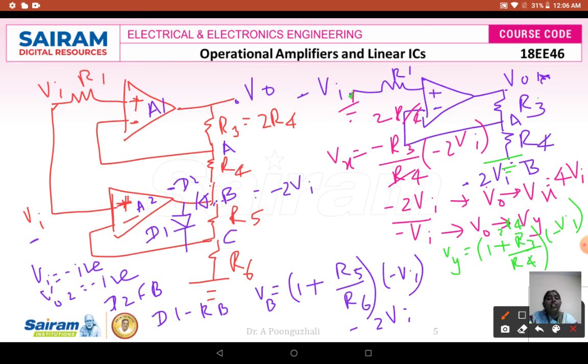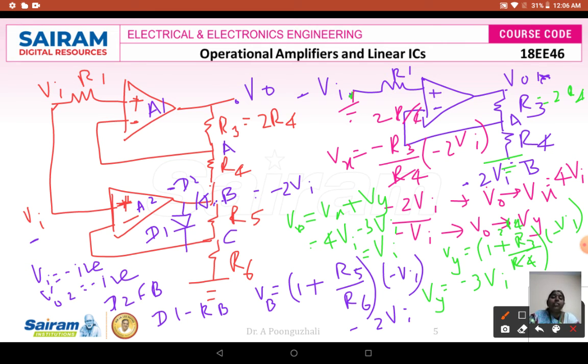We know that R3 is 2 times of your R4. So here if I have this R4 and R4 get cancelled, your Vy is going to be minus 3 Vi. So here by applying the superposition theorem, your V0 is equivalent to Vx plus Vy. So V0 is equivalent to Vx plus Vy. Vx is nothing but 4 Vi and Vy is nothing but minus 3 Vi. So that means that my output voltage is going to be Vi.